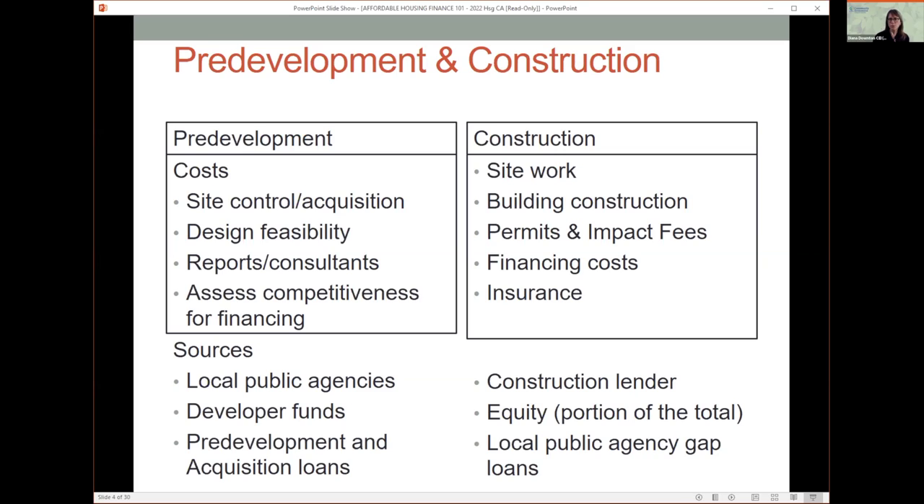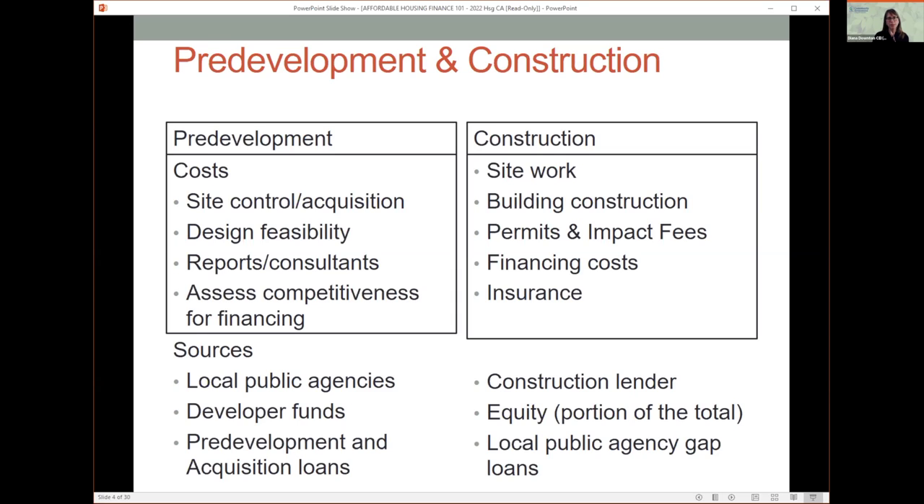So typical sources that are used during pre-development, maybe your local government has some kind of pre-development money available. You as the developer might have a line of credit or some internal source that you can use during pre-development, or some CDFIs offer pre-development or acquisition loans. That's another primary cost during pre-development, is you may have costs for site control or purchasing your land or your property.